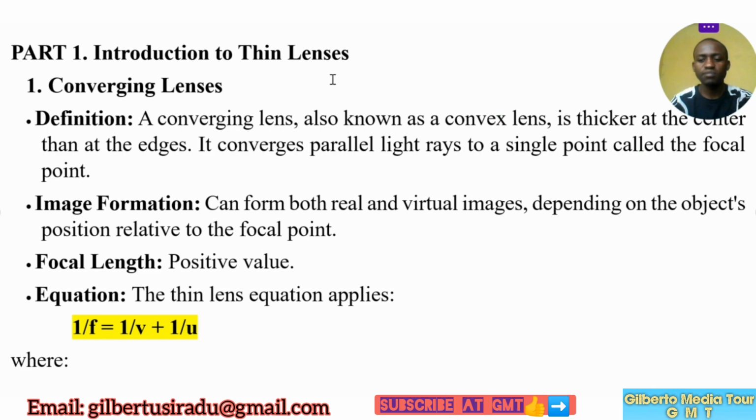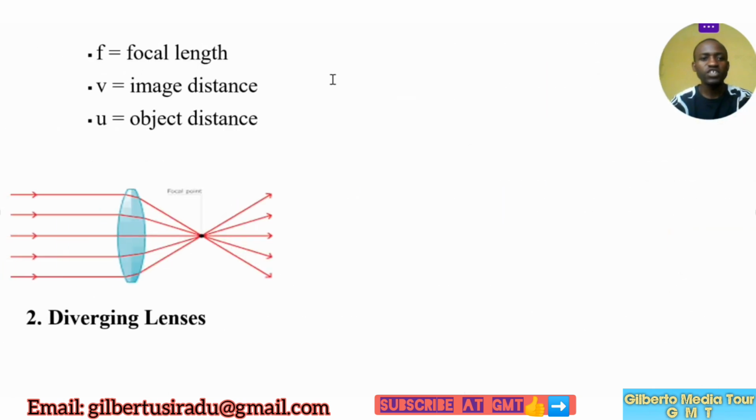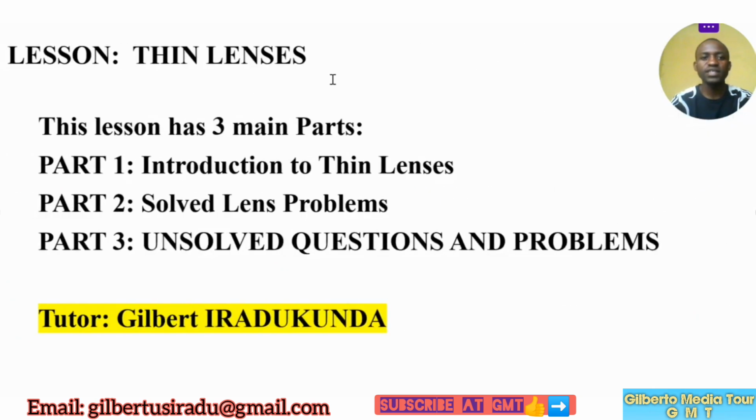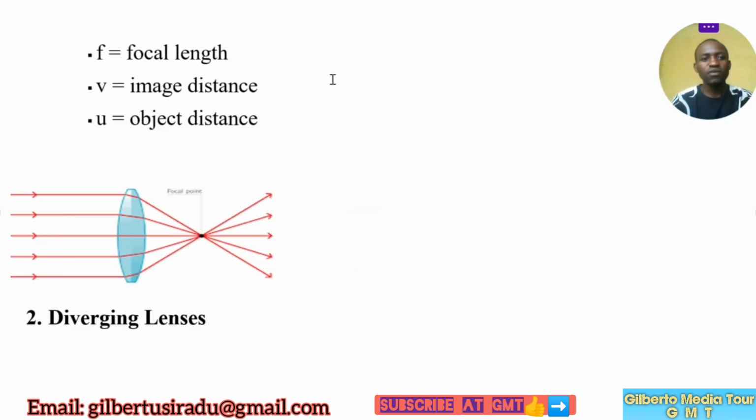Thin lenses are of 2 types. We have converging lenses and we have diverging lenses. So for now let's start with converging lenses. This is a converging lens. Looking at its structure, the light rays are refracted in the second medium toward the focal point. This is the focal point.